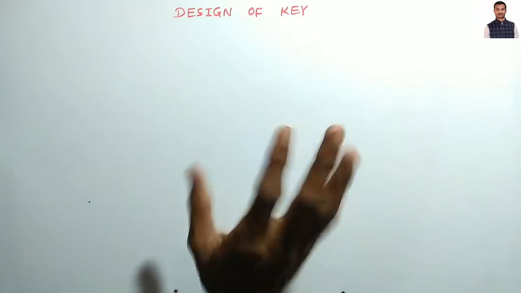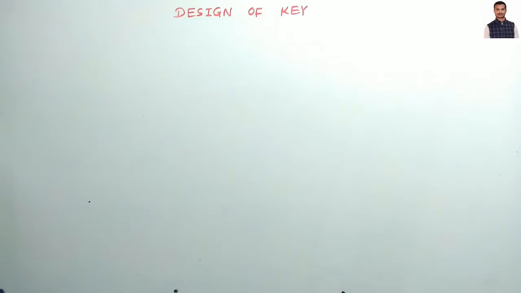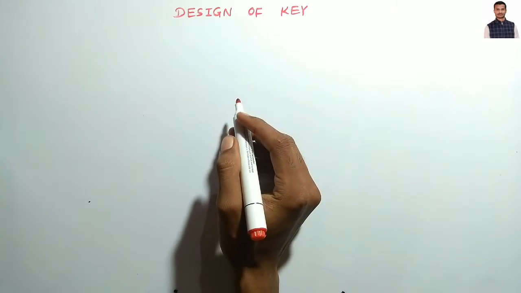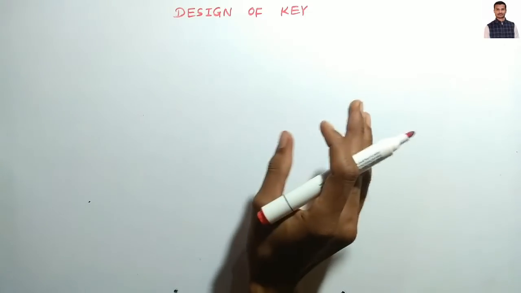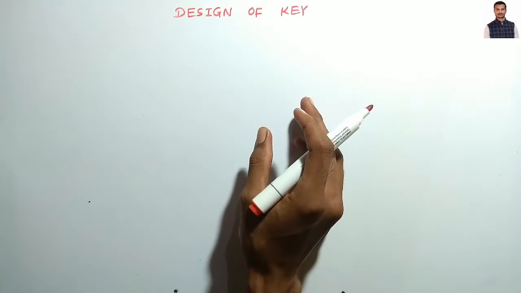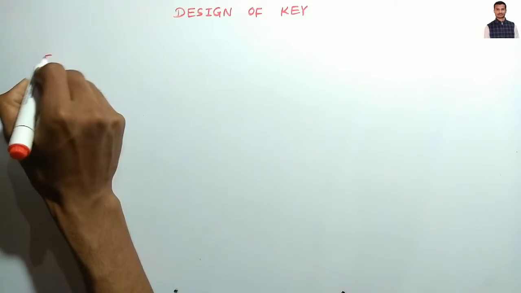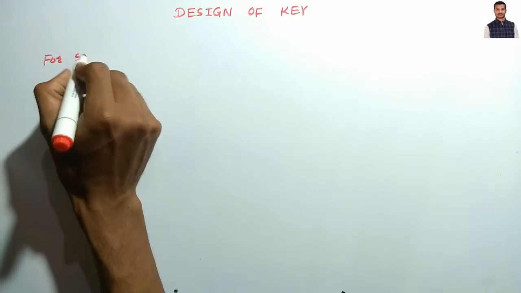Now see friends, design of key. So how to design a key? There are two types of keys which are mostly used in engineering applications, that is square key and rectangular key.